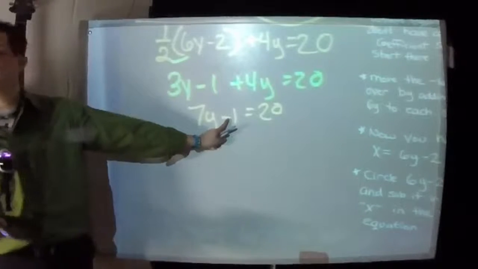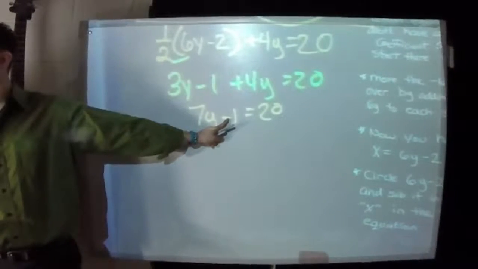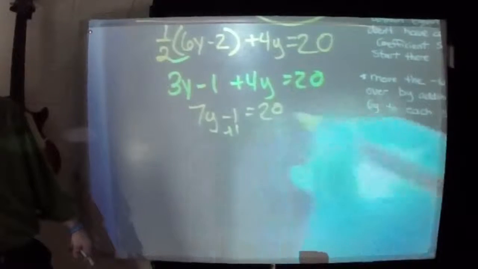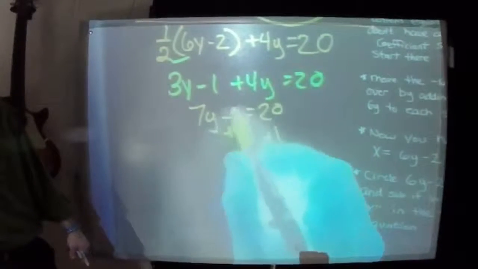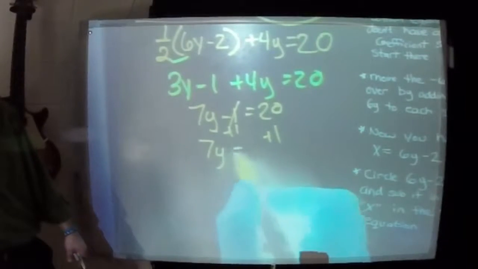I do like the fact that you're getting ready to add 1 to the other side because 21 is a lot friendlier number. 21 goes with 7, it's a lot better. Plus 21 is my favorite number.